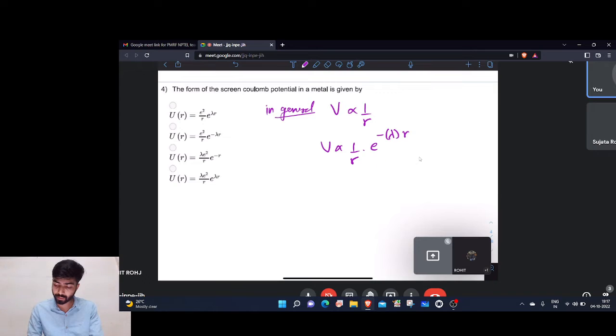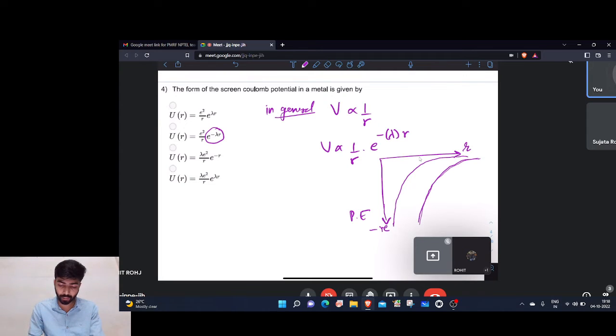Now what this exponential term does to the system is that, in general, it should have gone like this. If I say that this axis is the potential energy and this axis is R, then as R decreases, the potential energy becomes negative. But in the case of metals, due to the presence of the exponential function, the potential energy behaves differently. Due to this screening, the potential dies very fast, and therefore the correct option would be the exponential with a negative lambda r, where the inverse of lambda is called the screening length.